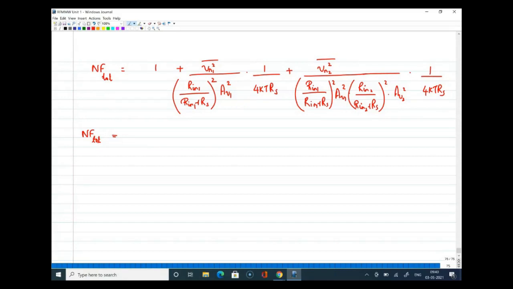Now, looking at the first two terms, what can you comment on them, or what does the sum of the first two terms represent? Can I get some response in the chat box?